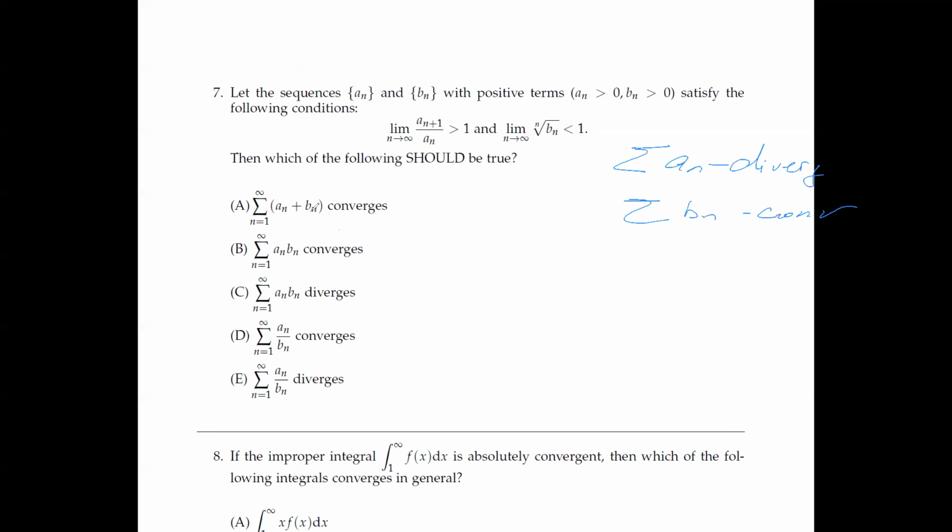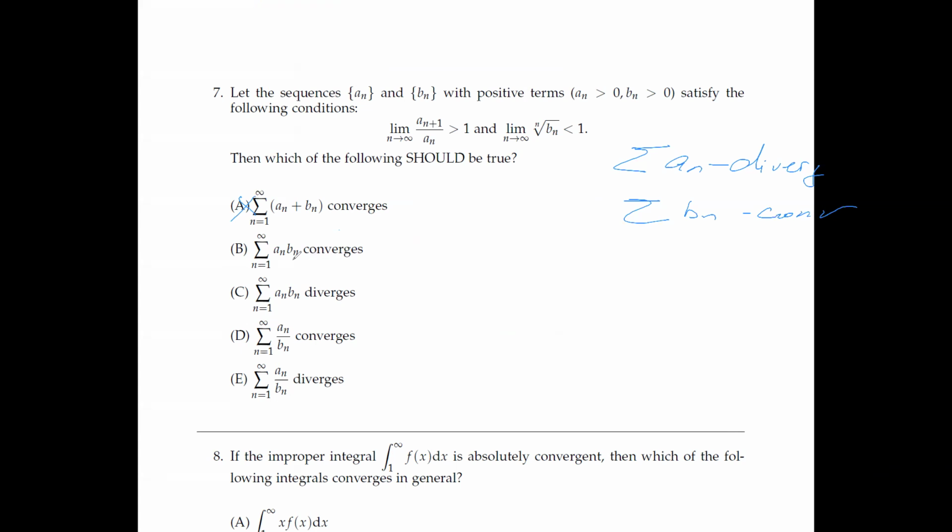Hence, whether the sum of these two will be convergent is wrong. It can't be convergent. Convergent plus divergent is divergent. Product: B and C. One says it should be convergent, the other says it should be divergent. Can we say the correct answer should be from these two? Because maybe both in general are not correct.